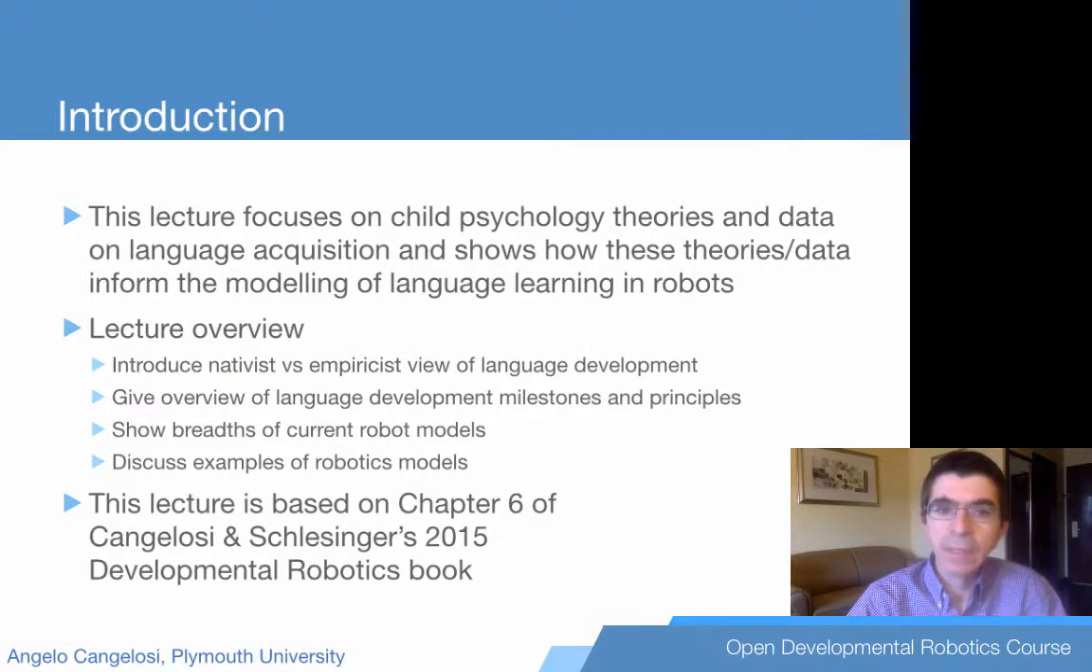skills. You will see that the lecture starts with an introduction that compares nativist approaches to language development versus empiricist constructivist approaches. Then we are going to give an overview with some tables of the milestones and the principles, the biases that children use in learning language. And I'm going to list briefly models, just names of labs that have worked on different models on language learning. And then I'm going to focus on a few specific examples. These are really examples developed in my lab at Plymouth University.